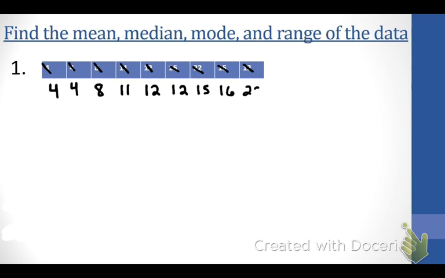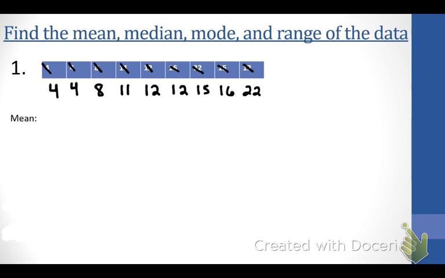22. So now if I go back through and look at my numbers, I can see they are now in order from least to greatest. The instructions ask us to find the mean. So guys, what is the mean? The average. How do we find the average of all these numbers? You add them all up and then divide by the number of numbers. So let's do that first.